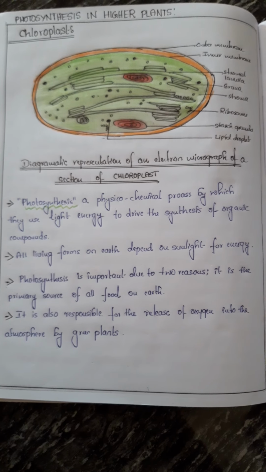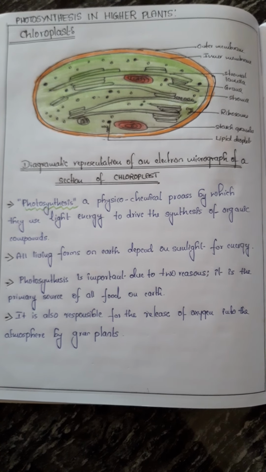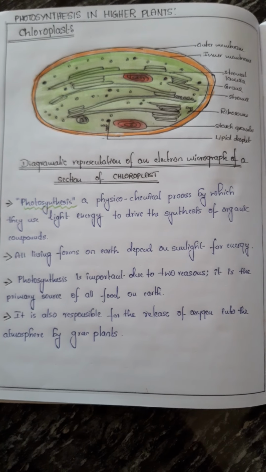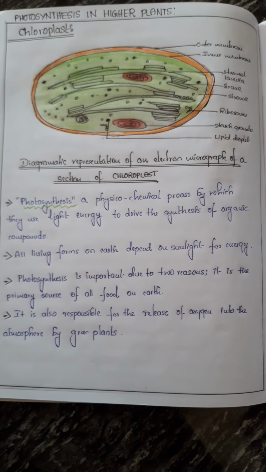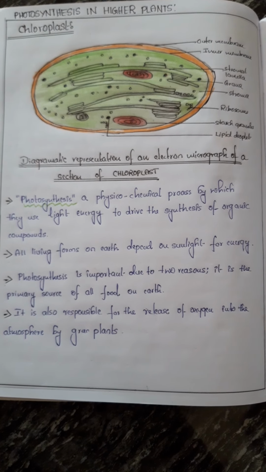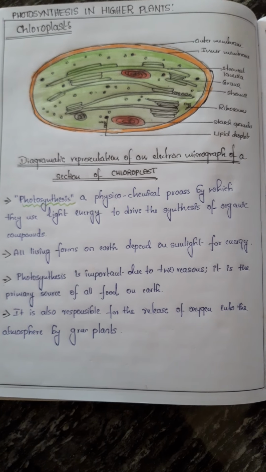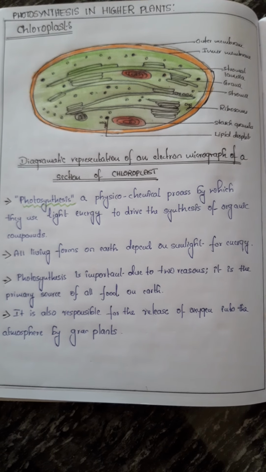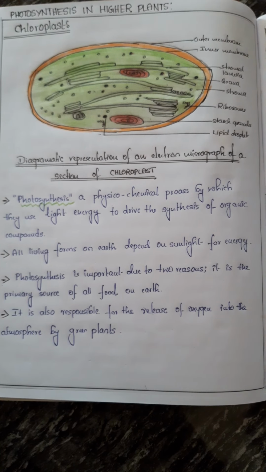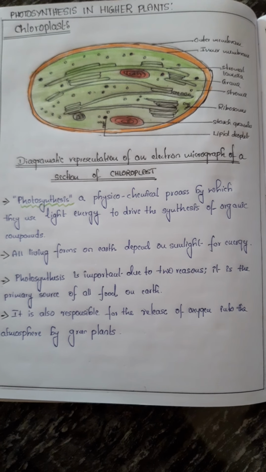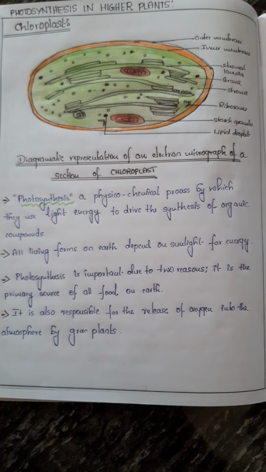Good morning, friends. I'm going to explain about photosynthesis in higher plants, that is chloroplast. A diagrammatic representation of an electron micrograph of a section of chloroplast is given here. It has outer membrane, inner membrane, stroma, lamella, grana, stroma, ribosomes, starch granule, lipid droplets.